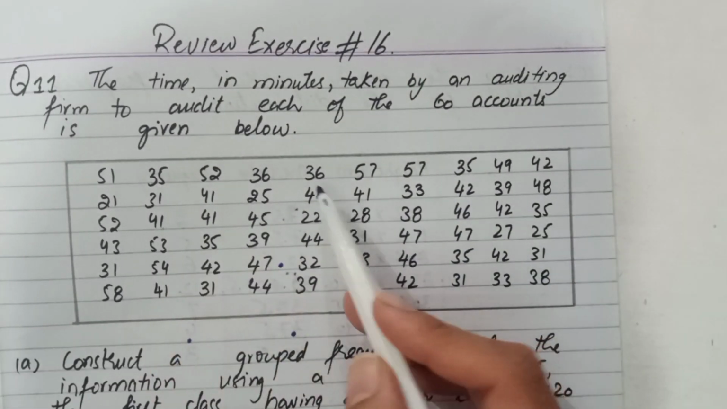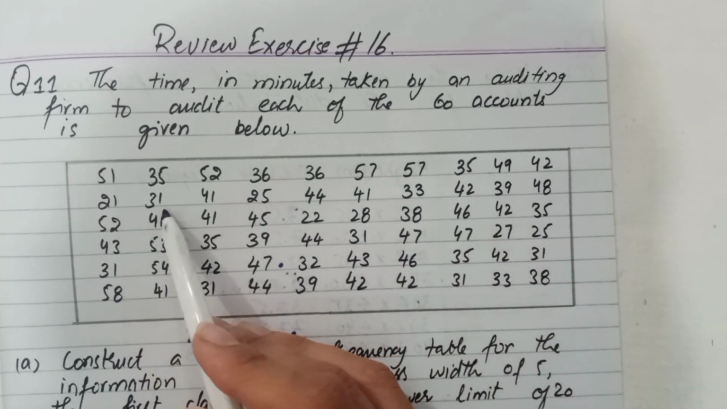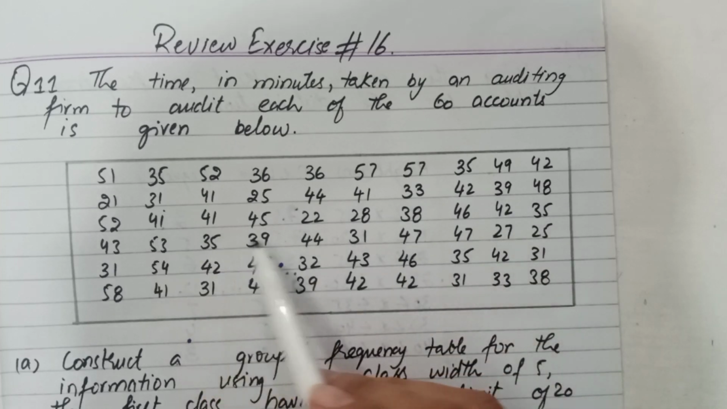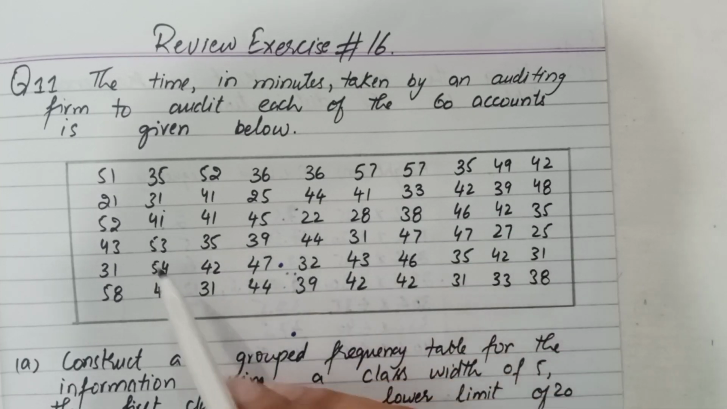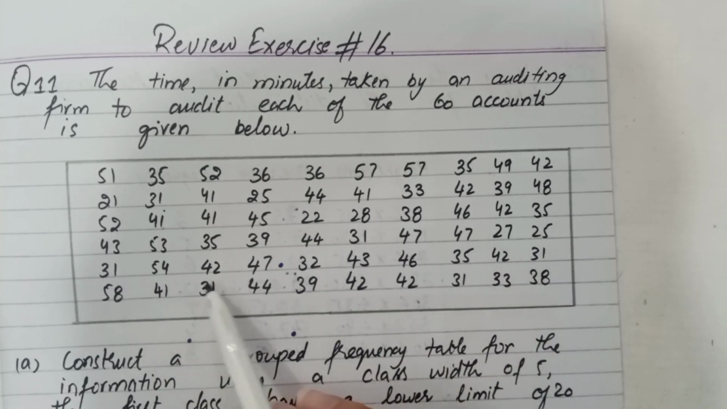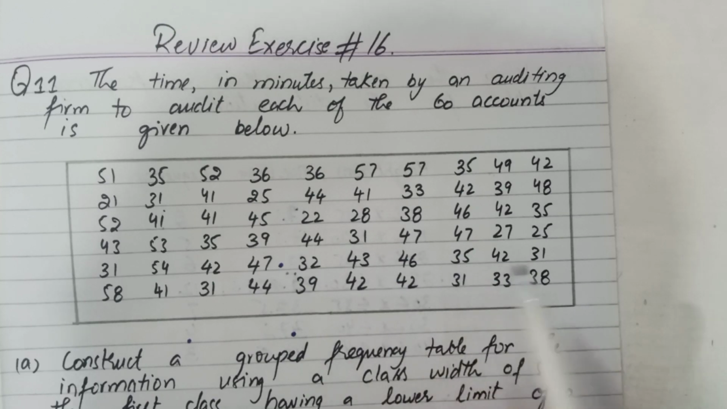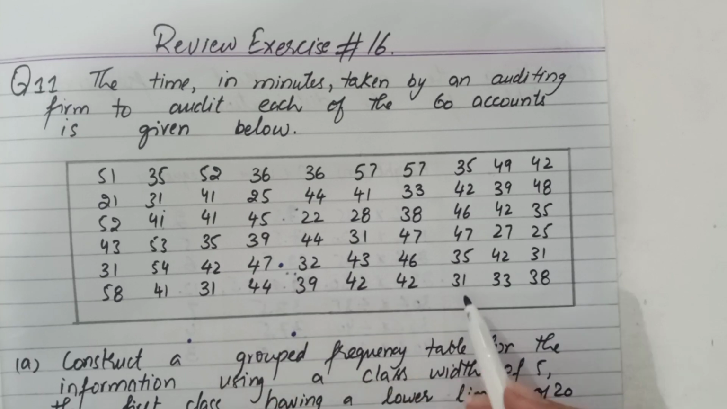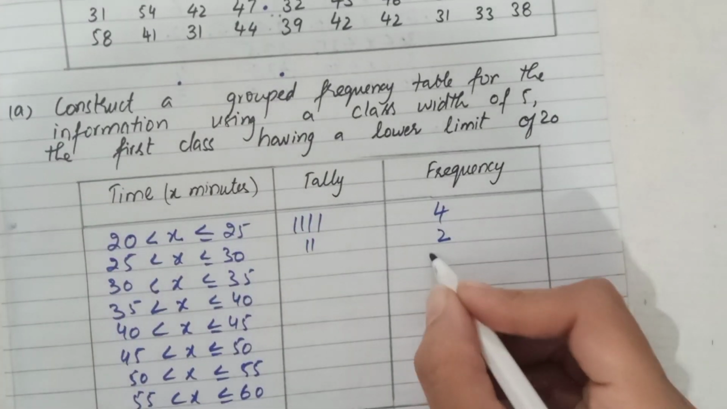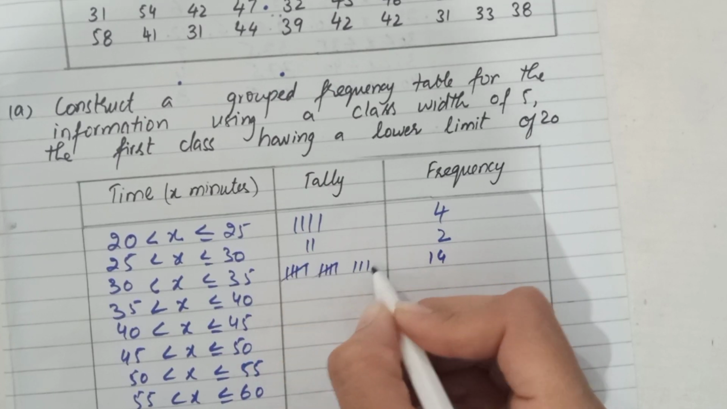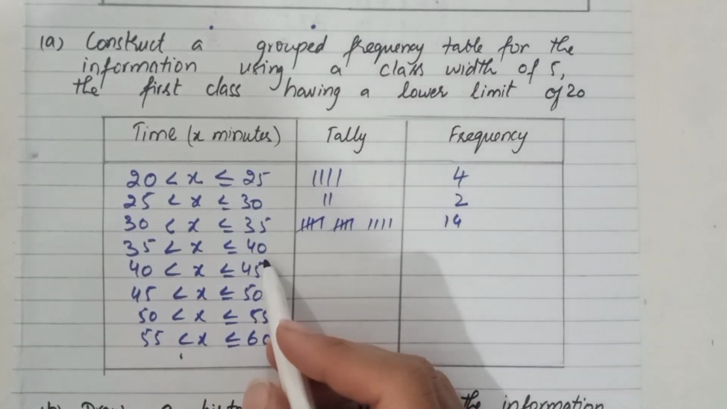From 30 to 35, 1, 2, 3, 4, 5, 6, 7, 8, 9, 10, 11, 12, 13, and 14. These are 14 values.